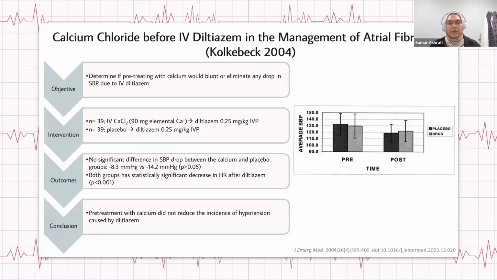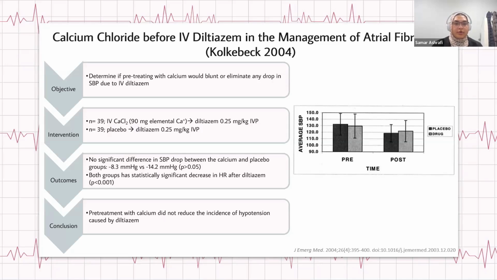And their null hypothesis was that pretreatment of calcium would not affect blood pressure due to DILT. And they included patients that were AFib or aflutter and in RVR, which was a heart rate greater than 120. Patients were able to get repeat doses of diltiazem at 0.35 mg per kilo if needed. For outcomes, they found that there was no significant difference in systolic blood pressure drop between the two groups. So you can see that with the patients that got calcium, they dropped by about 8 millimeters of mercury versus in the placebo arm, it dropped by about 14, which wasn't statistically significant. It could be clinically significant depending on what the patient's baseline systolic was before treatment.